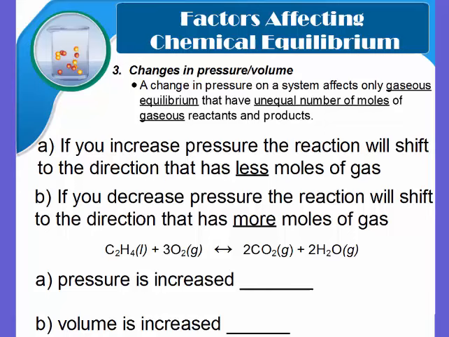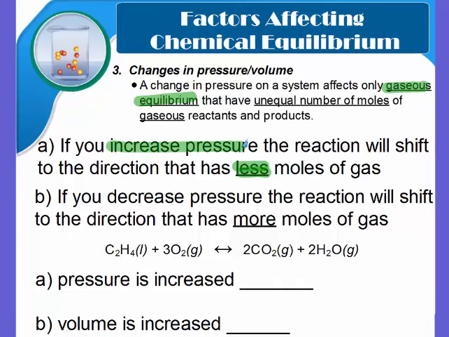The final way that we can affect equilibrium is changing the pressure. When changing the pressure, we'll also change the volume if it's not in a constant volume container. So a change in pressure only affects gaseous equilibrium, which means if we have unequal number of moles of gaseous reactants and products. If you increase the pressure of the reaction, it's going to shift in the direction that has less moles of gas.